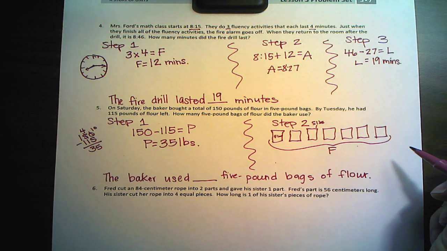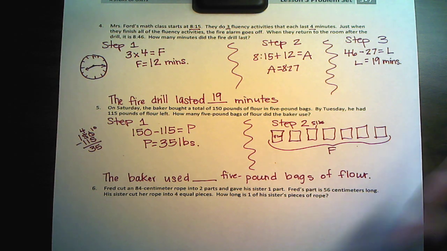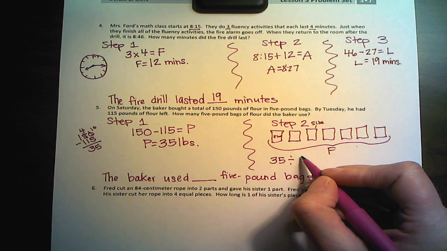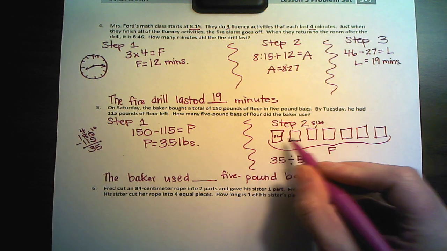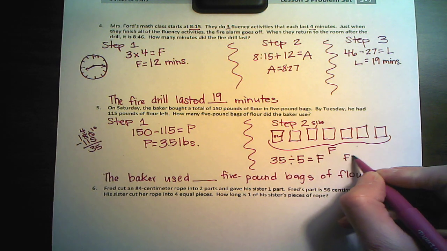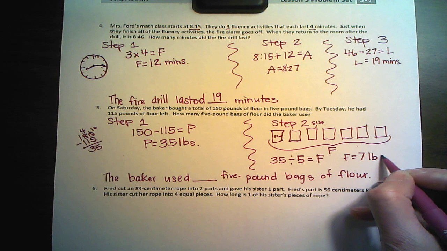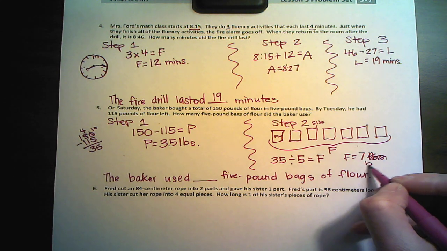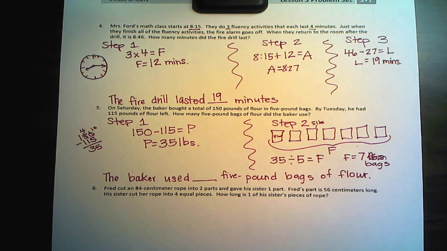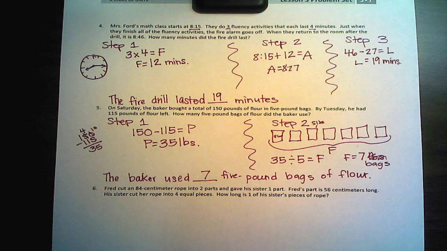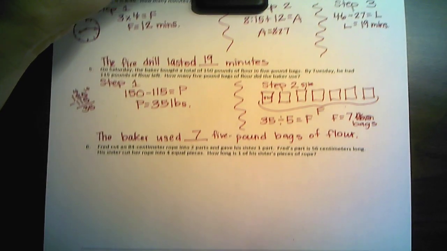The other way we could do this is to write an equation. We could do 35 pounds divided by 5-pound bags is, we've already done that math, right, is F. So F equals 7 pounds. Not 7 pounds, 7 bags, sorry. Look at that. So let's write 7 in our blank. Nice. And let's move on to the last one.